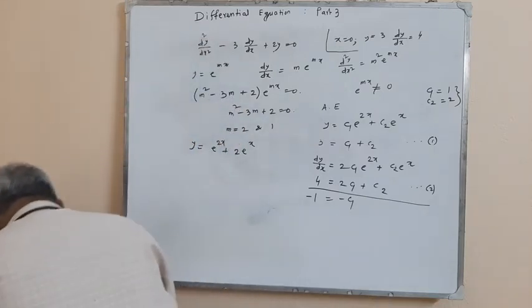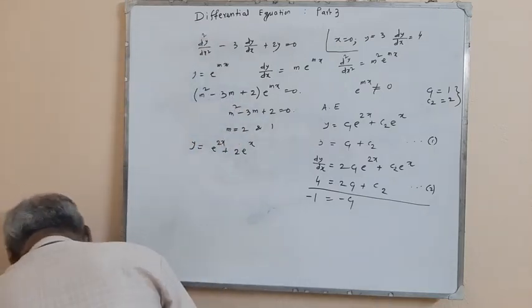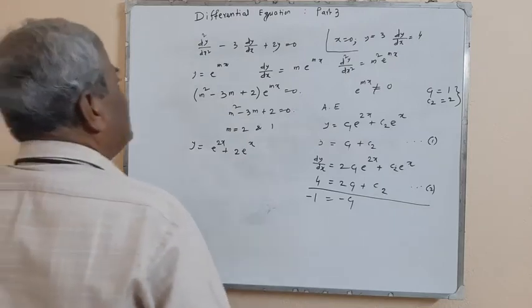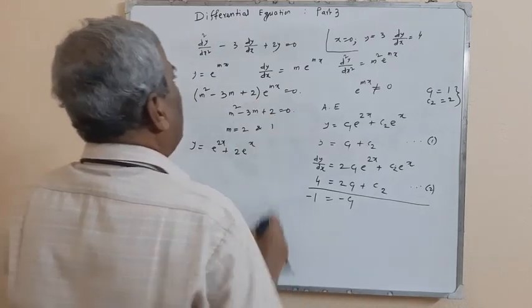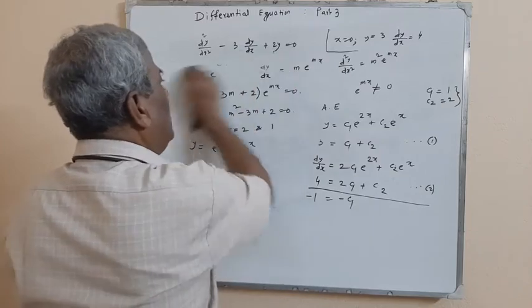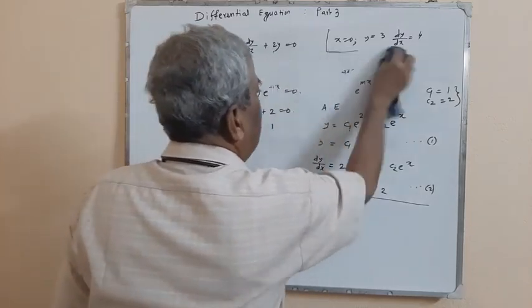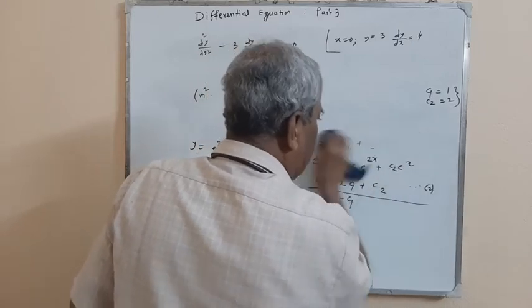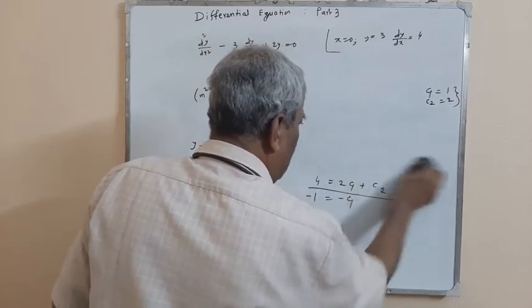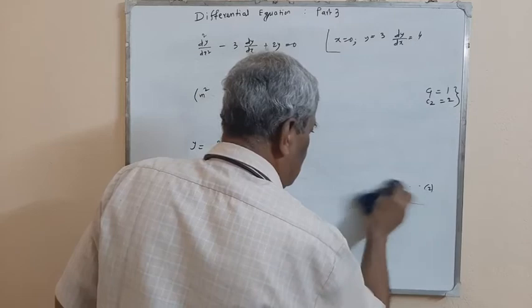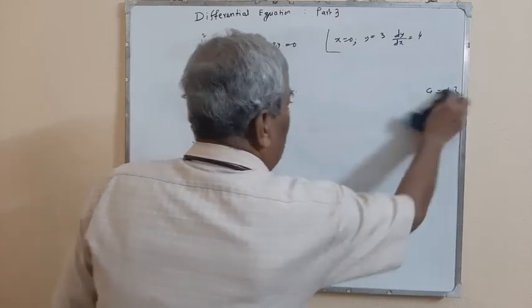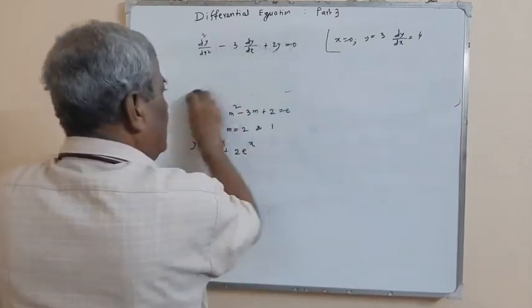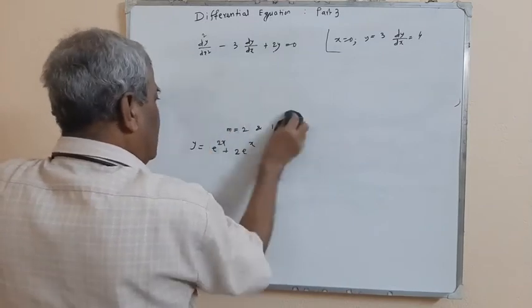So a second case may arise. In the first case, the roots of the auxiliary equation are real and unequal. In that case, the solution will be y is equal to c1 into e to the power m1x plus c2 into e to the power m2x.